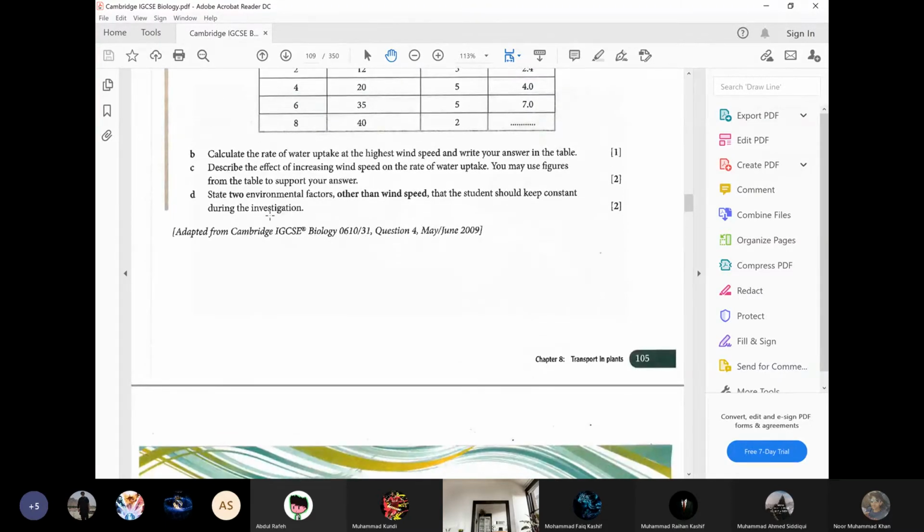Next one: state two environmental factors other than wind speed that the student should keep constant during the investigation. So can I tell? Yes, it's the humidity and temperature. Very good. Humidity and temperature, right? Because they are checking the wind speed, so the humidity and temperature, and you can write light as well. Understand? Yes, sir.